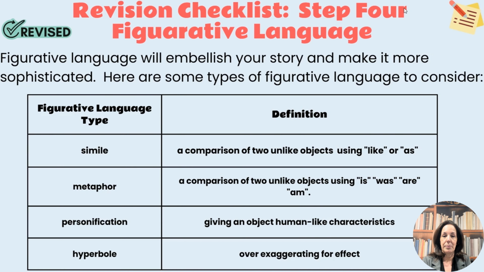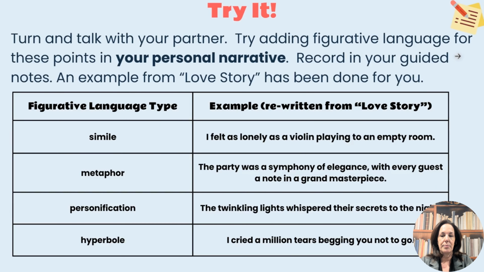Okay, step 4, figurative language. This will embellish your story and make it more sophisticated. Here are some types of figurative language to consider. Simile, a comparison of two unlike objects using like or as. A metaphor, when you don't use the words like or as, but you compare two unlike objects, so you would use the words is, was, are, and am. Personification, giving a human quality to an object. And hyperbole, where you over-exaggerate for effect.